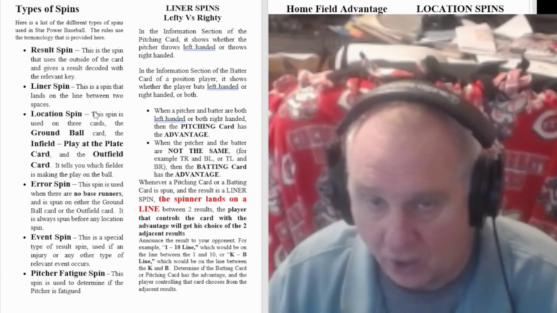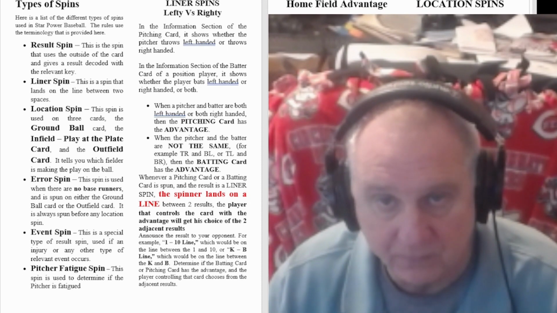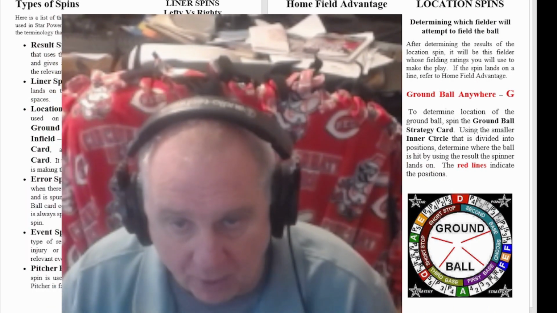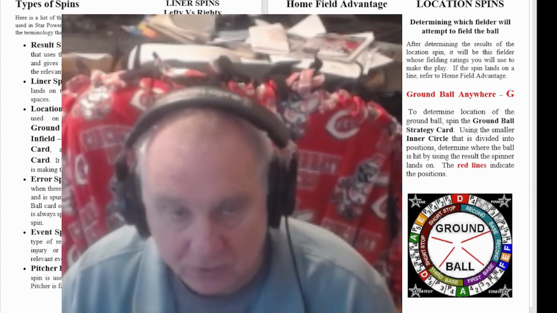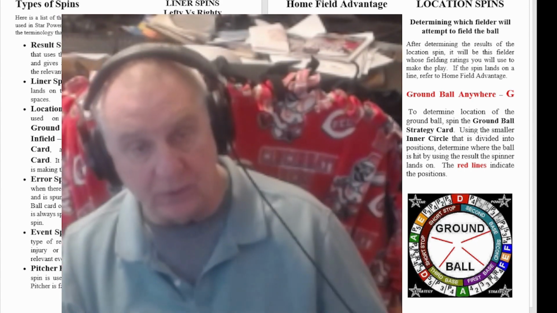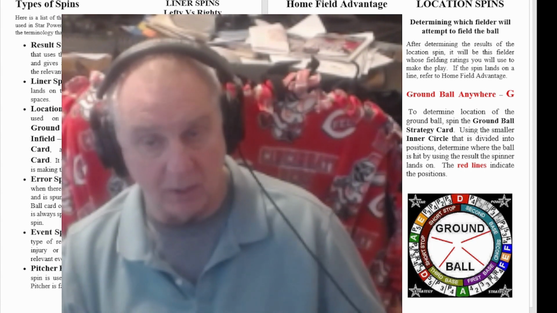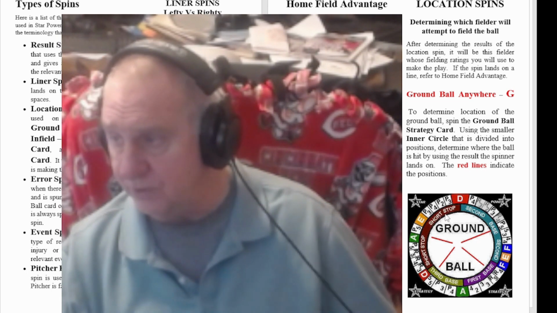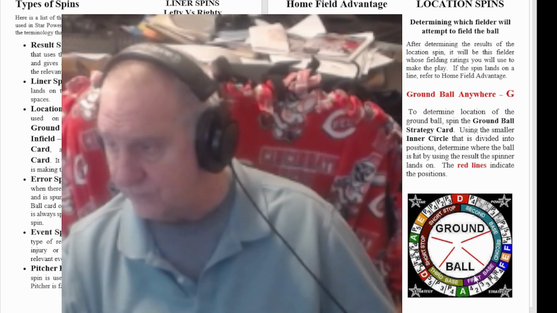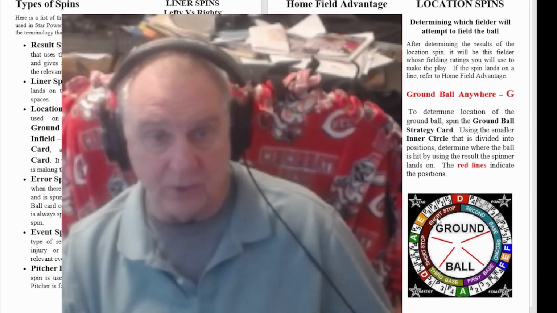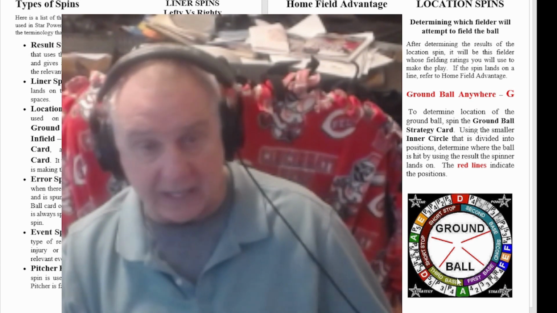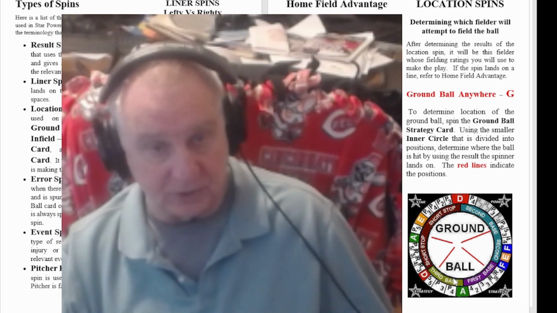All right, the next kind of spin is called a location spin. Location spins are used basically when you find out where the ball is going. This could be on the infield card, the infield in would play at the plate card, the ground ball card, or it could be on the outfield card. You'll see on the inner circle of the infield ground ball card, it says first base, third base, shortstop, and second base, just like going around the infield. The first spin you do there when you land on a location spin is you look at where it lands on one of those locations, and that's where the ball is hit to. It's a location spin, okay?